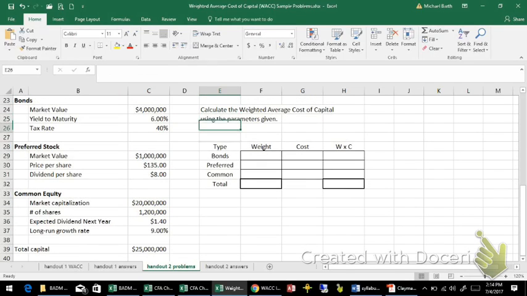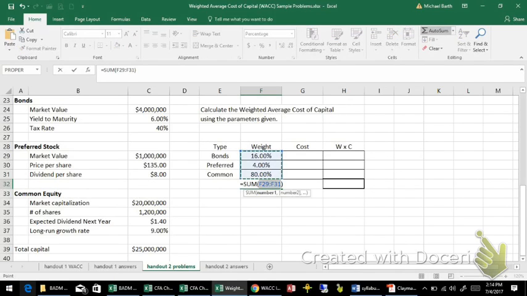The weight for bonds would be 4 divided by 25, 4 million divided by 25 million. The preferred is 1 million divided by 25 million. And the weight for the common would be 20 million divided by 25 million. If I add these numbers together, they'll add up to 100%. So I'm good.